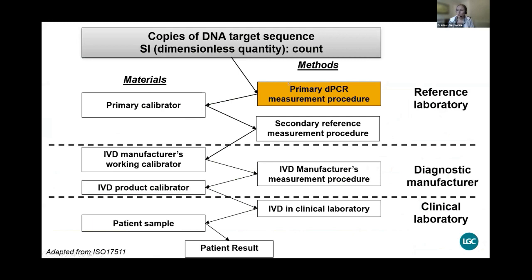So we're looking at the validation of digital PCR as a technique for realizing what's regarded as the dimensionless SI quantity of count. So rather than moles, it's about actually counting the molecules, because you don't often know the molecular weight of a piece of DNA or RNA. It can be fragmented, so it's not possible to say in moles how much is there.